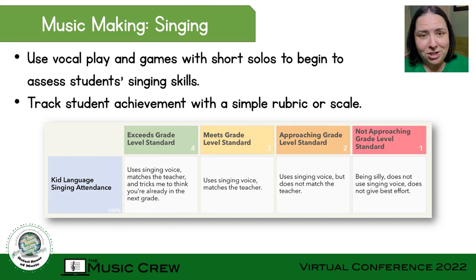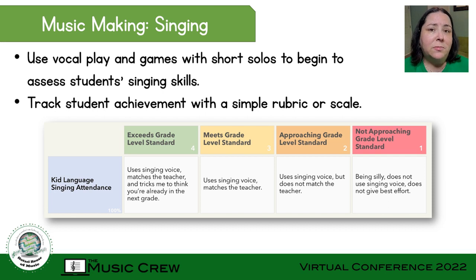When it comes to differentiating, let's talk about making music and singing. The first step, of course, is to find out where your students are at with their singing skills. So using vocal play and games with short solos is a great way to assess their students' current abilities. You can track their achievement with a quick rubric or scale.